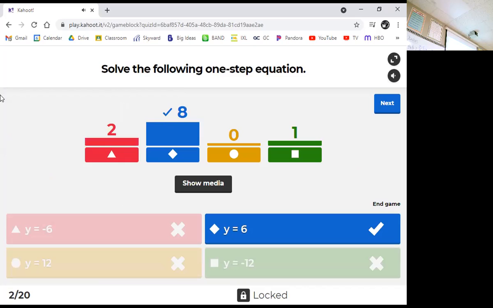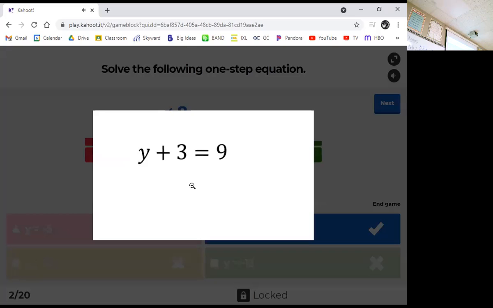This one's going to give you y equals 6. That's yes, because the opposite of 3 is negative 3, not the opposite of 9. So it's whatever constant is on the same side as your variable term, that's the one you want to get rid of. So the opposite of a positive 3 is a negative 3.